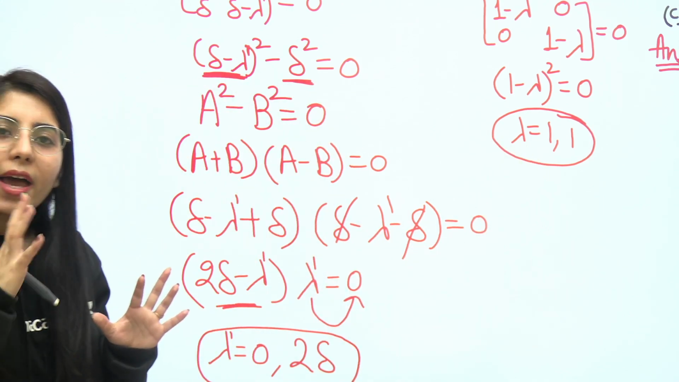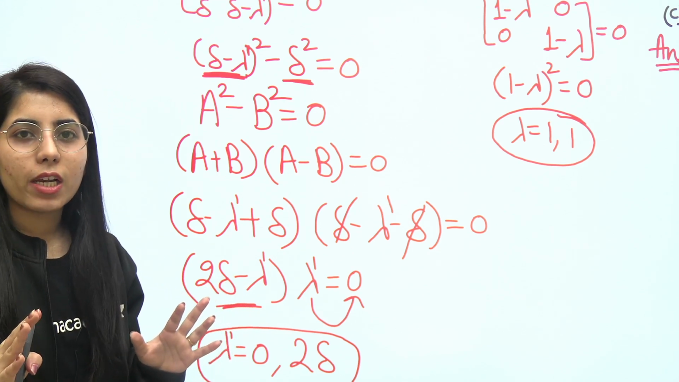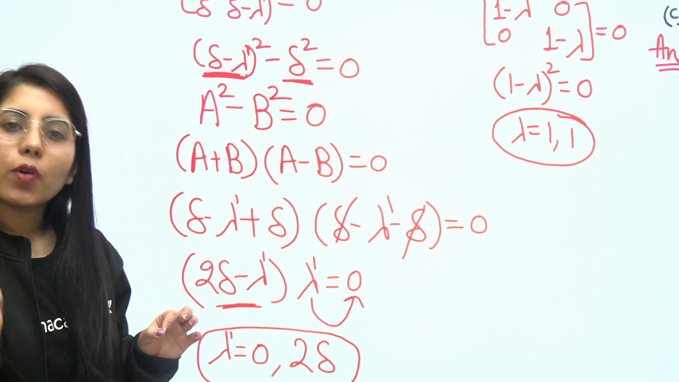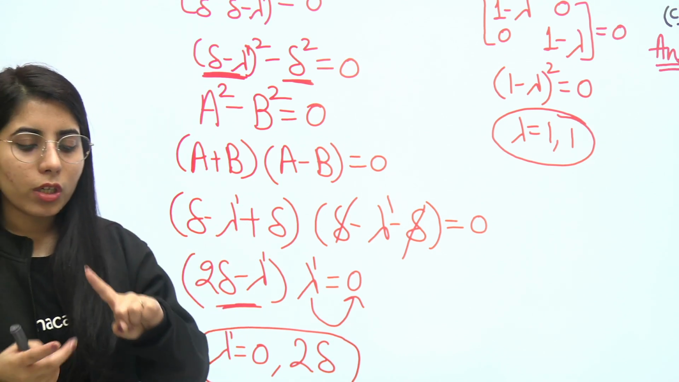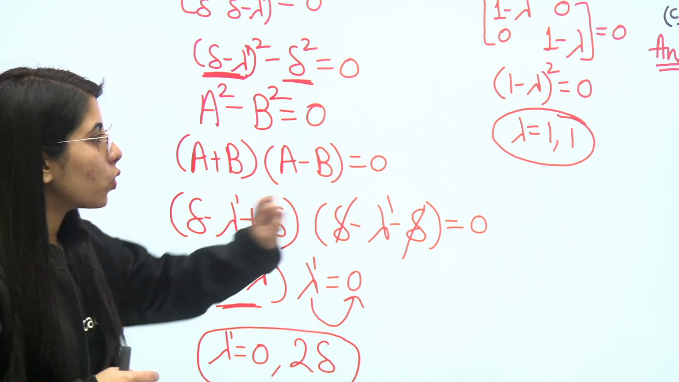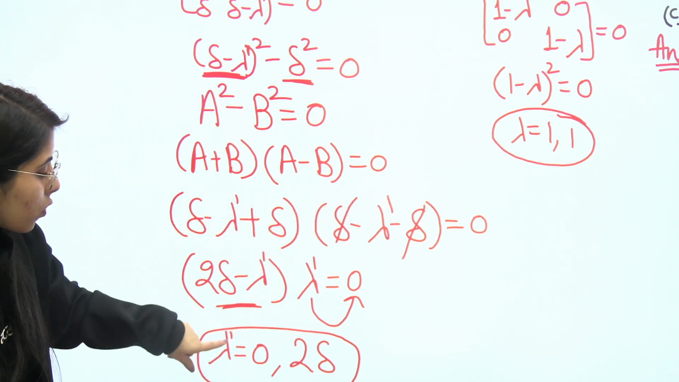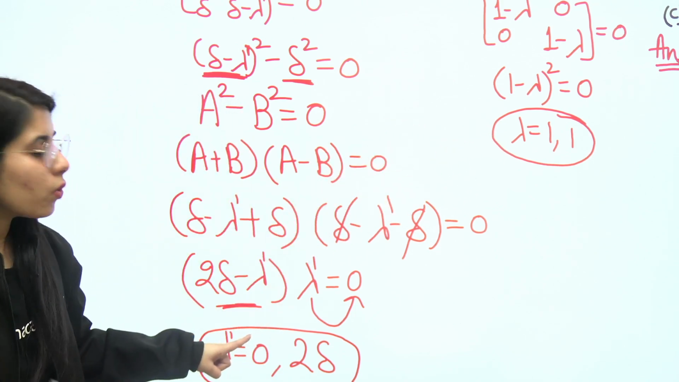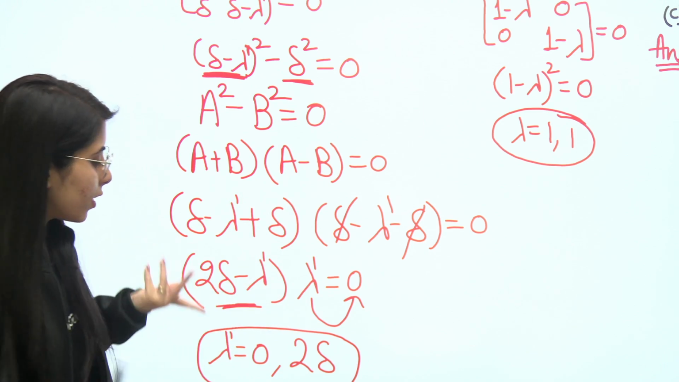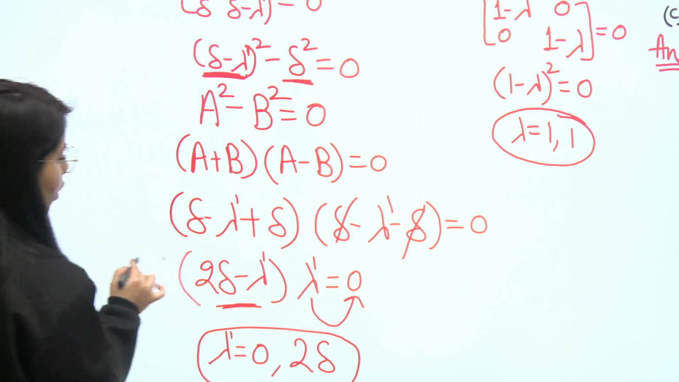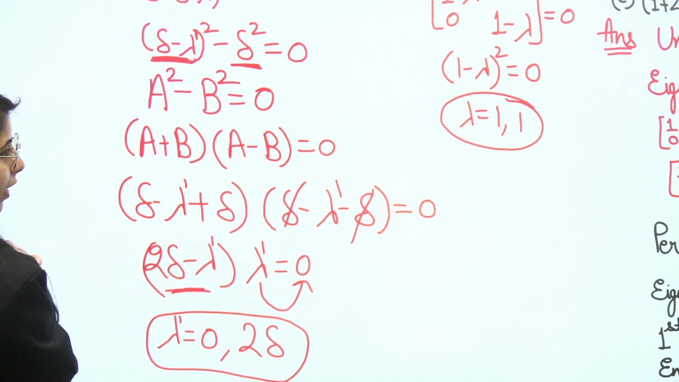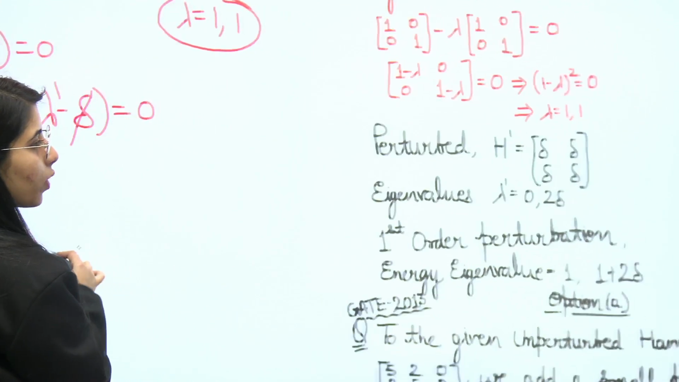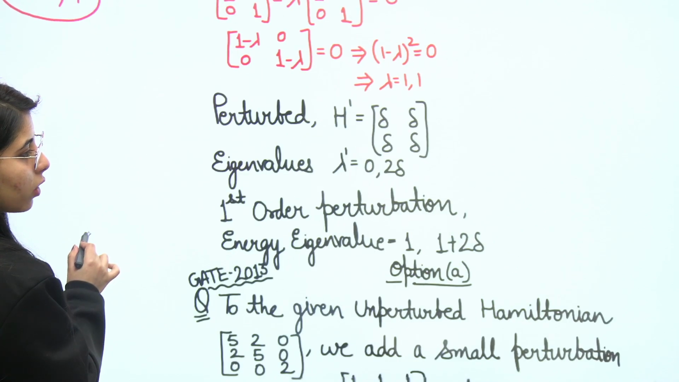So what will be the final energy eigenvalues after considering the first order correction to the energy? It is a part of perturbation theory. What we need to do is just add both the eigenvalues together. So 1 plus 0, 1. 1 plus 2 delta, it's going to be 1 plus 2 delta itself. So what is your final answer now? Let's check it out. 1 plus 1 plus 2 delta. I have just added both the values together.